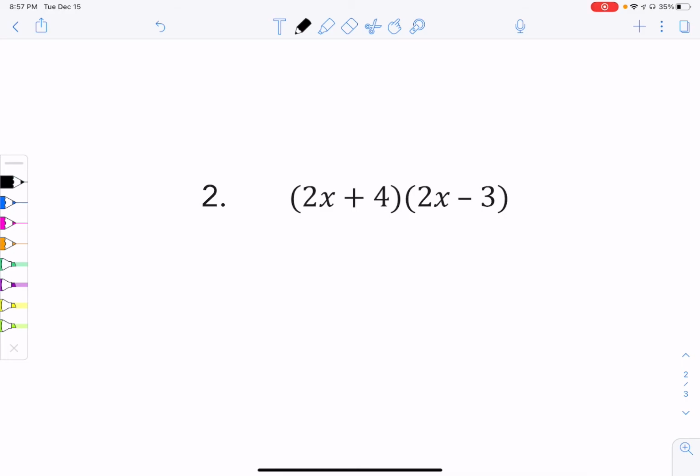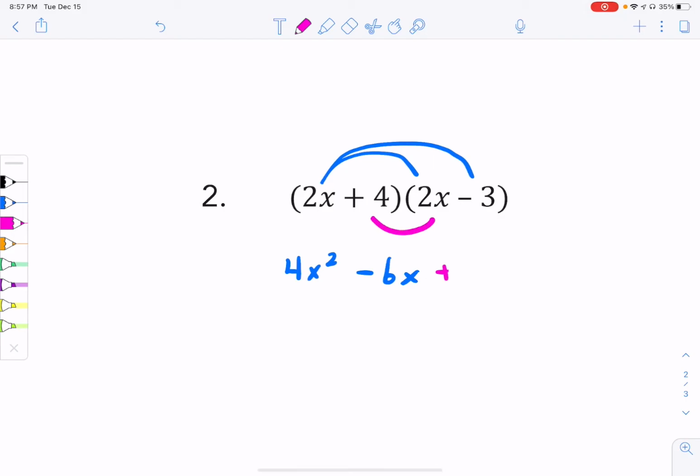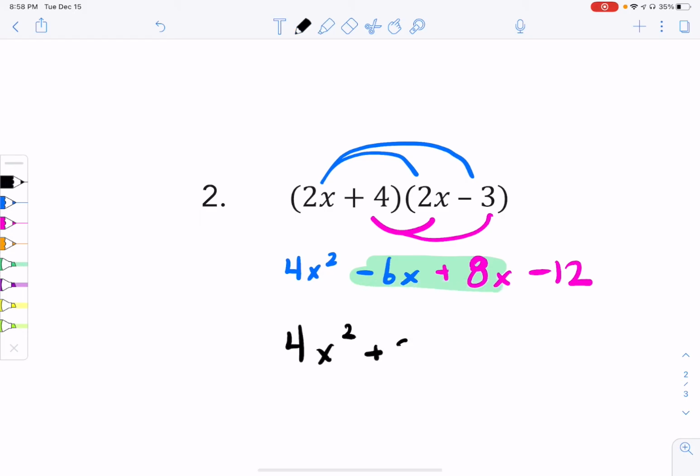Number 2, we have 2x to the fourth times 2x minus 3. 2x times 2x is 4x squared. 2x times negative 3 is negative 6x. 4 times 2x is positive 8x, and 4 times negative 3 is negative 12. When I write this in standard form, I have 4x squared plus 2x minus 12.